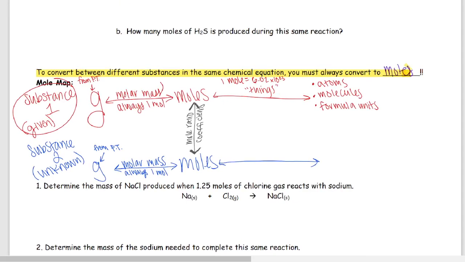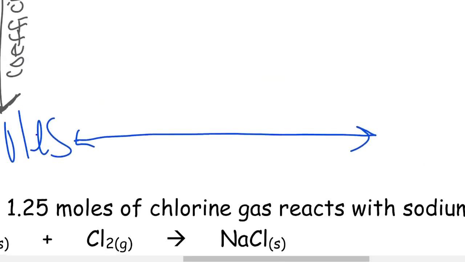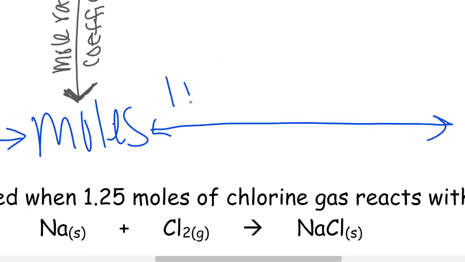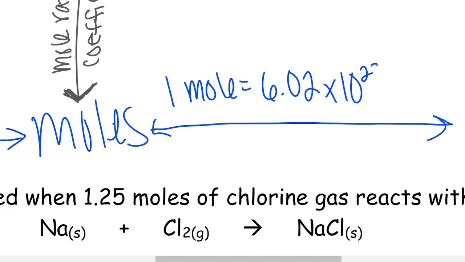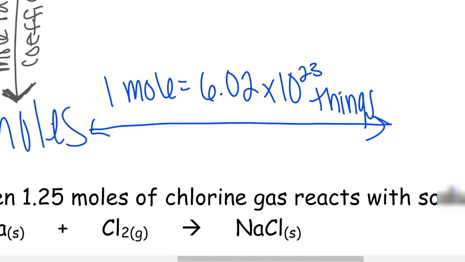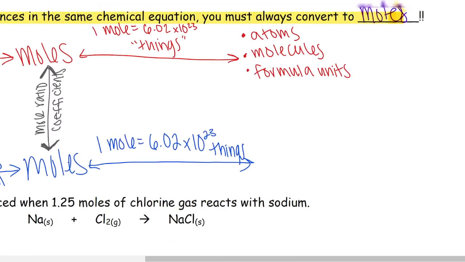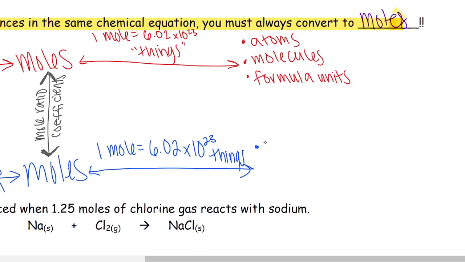So I'm going to continue this one on. So I'm going to say 1 mole equals 6.02 times 10 to the 23rd things. And then those things are the same things that we just listed up above in red. It can be atoms, or it can be molecules, or it can be formula units.